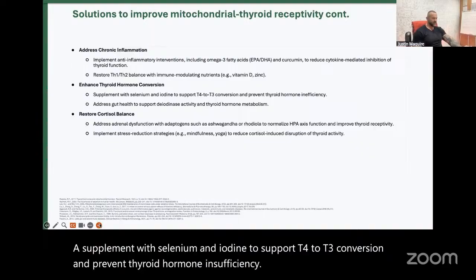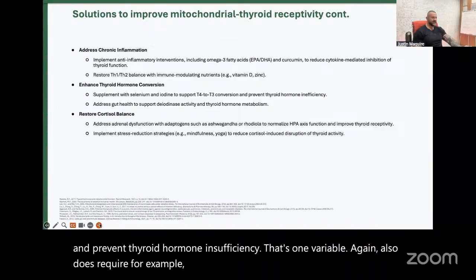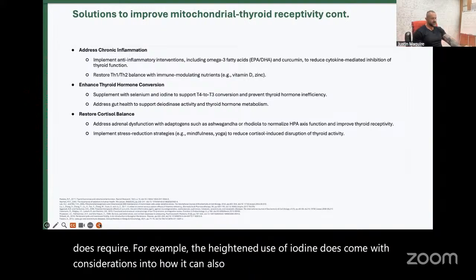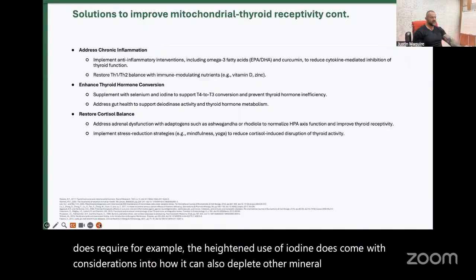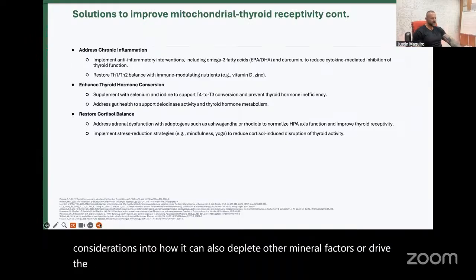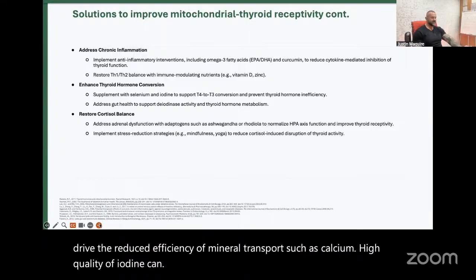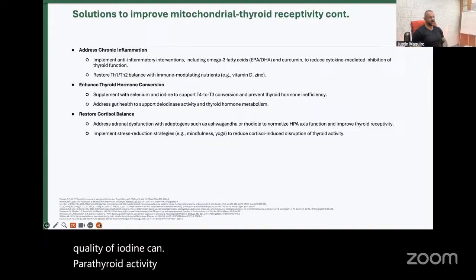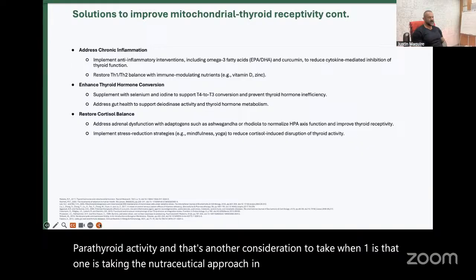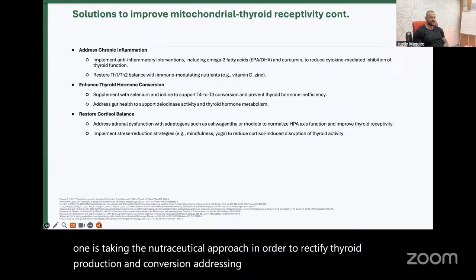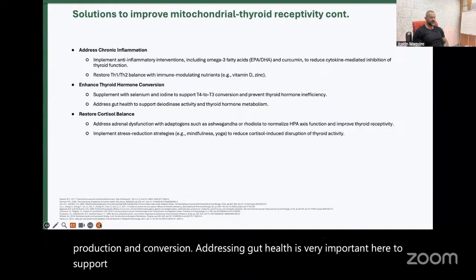Again, the heightened use of iodine does come with considerations into how it can also deplete other mineral factors or drive the reduced efficiency of mineral transport, such as calcium. High quantities of iodine can impact parathyroid activity. And that's another consideration to take when one is taking the nutraceutical approach in order to rectify thyroid production and conversion. Addressing gut health, very important here to support the ionized activity and thyroid hormone metabolism.